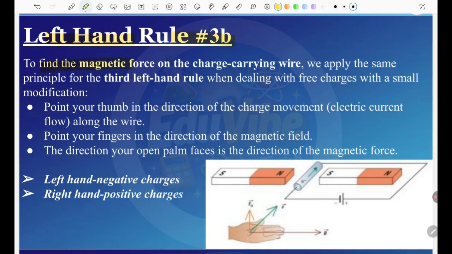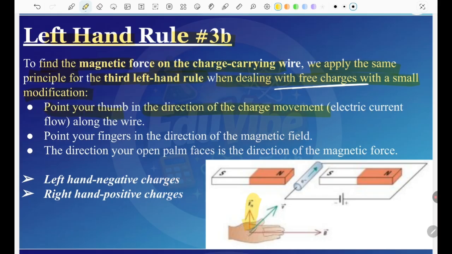To find the magnetic force on the current carrying wire, we apply the same principle as the left hand rule 3A, which deals with free charges. Now we deal with the current in the wire, so we have a small modification in this. Point your thumb in the direction of the charge movement.